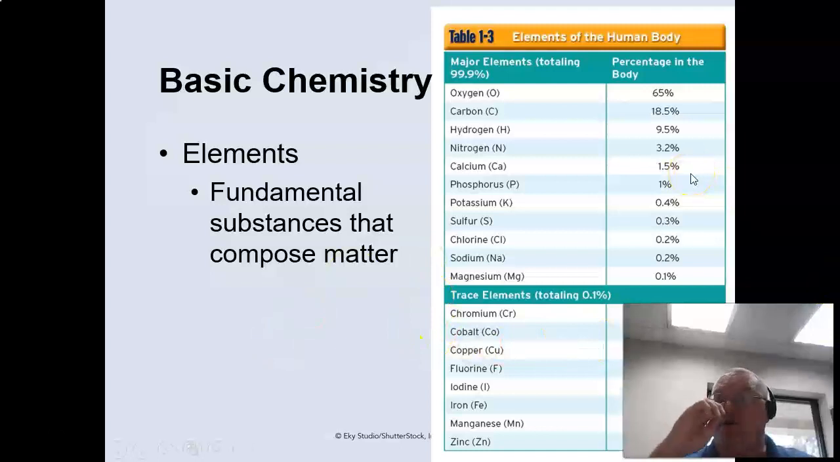Most of what's in our body, the percentage of the body is mostly oxygen, some carbon, hydrogen of course, and nitrogen, and that's probably mostly in our lungs. And then there are the other trace elements that you might have. There are a lot more of the trace elements down here, totaling 0.1%.